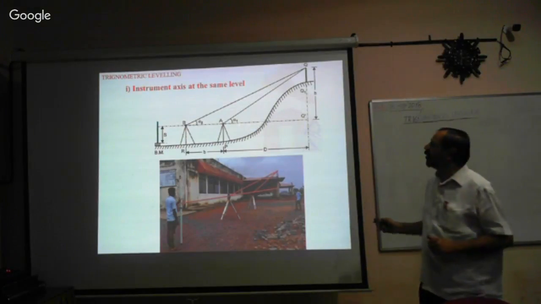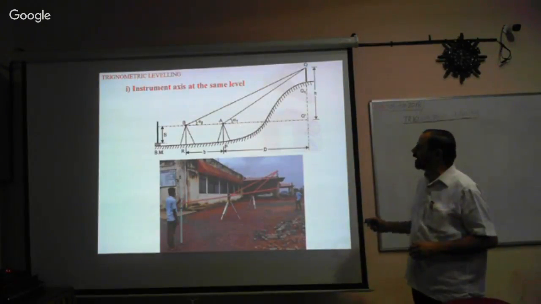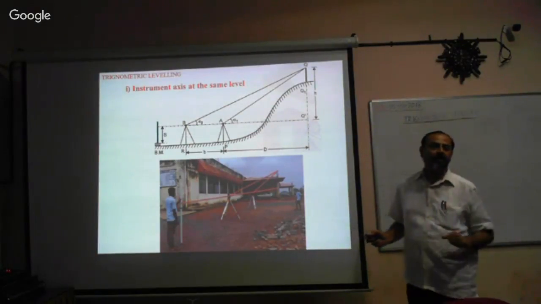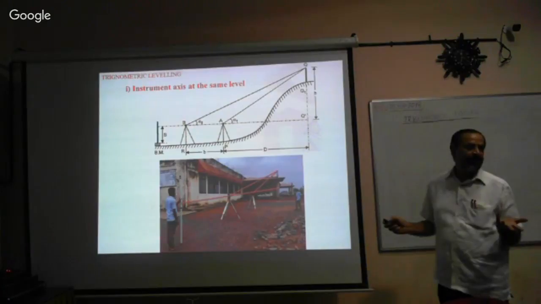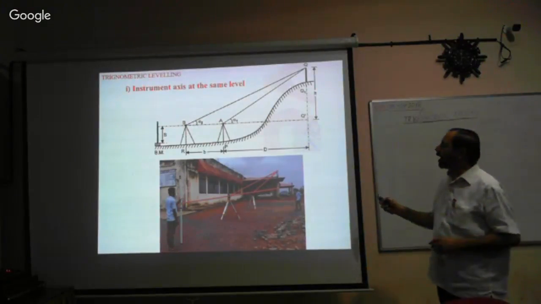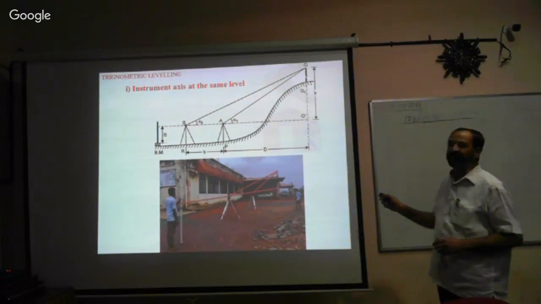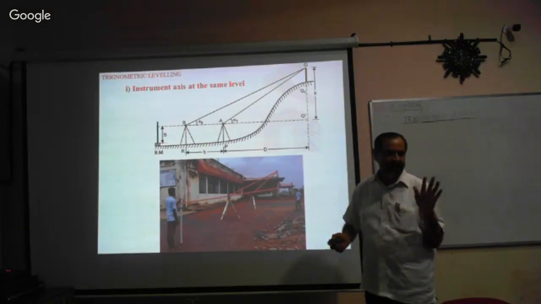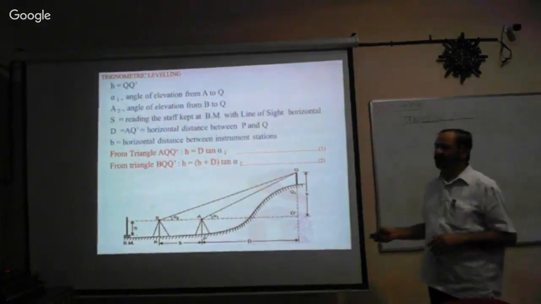If you consider this triangle, H is equal to D tan alpha 1. If you consider the second triangle, H is equal to B plus D tan alpha 2. But both are the same, isn't it? Both are H. If you consider this triangle, H is equal to D tan alpha 1. If you consider the second triangle, from here to here, this is H. Understood? Got it? Now we'll go a little ahead.